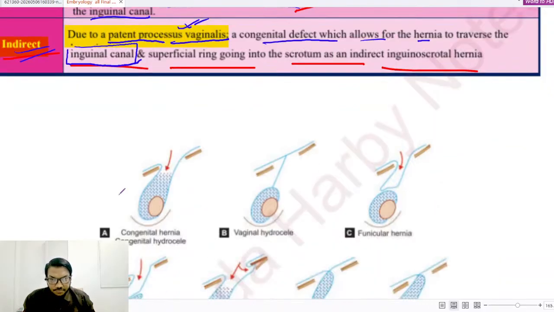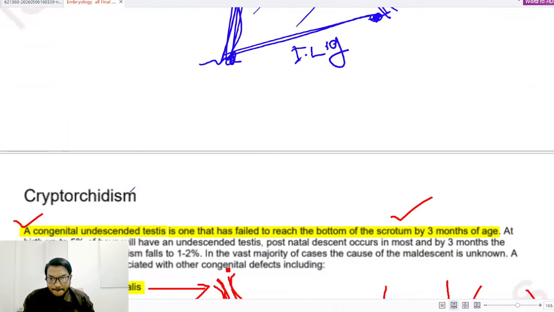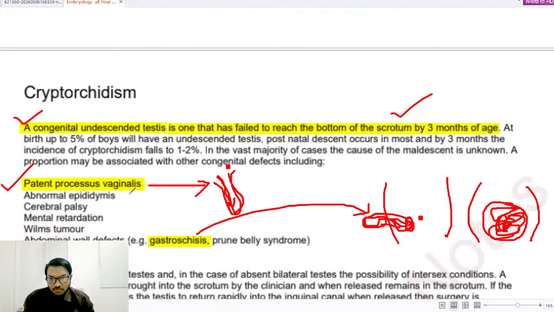Okay, cryptorchidism. Congenital undescended testis is one that has failed to reach the bottom of the scrotum by third month of age. Okay, at birth, 5% of the boys will have an undescended testis. Postnatal descent occurs in most, and by 3 months, the incidence of cryptorchidism falls to 1 to 2%.